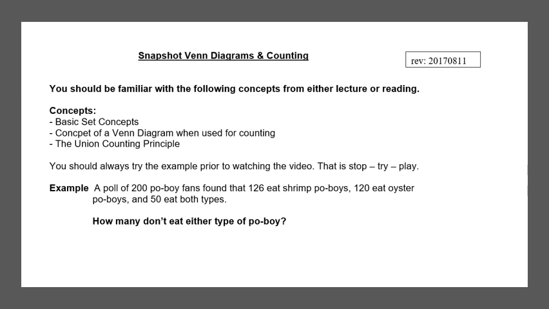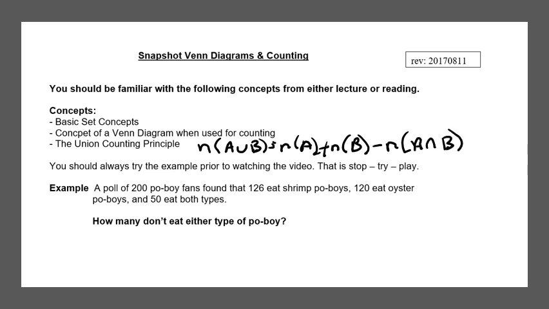I'll remind you what that is. The number of elements in A or B is the number of elements in A plus the number of elements in B minus the number of elements in both of the two sets, right? Okay, that is the union counting principle. Now, we're going to walk you through some examples, but you should always stop the video, try the problem, then play the video. So our first example here.